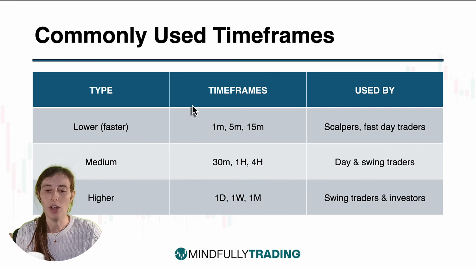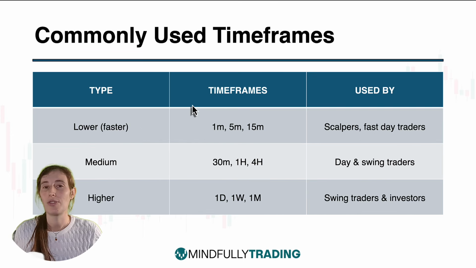So we have the lower, also referred to as the faster time frame, which usually are 1 minute, 5 minutes, and 15 minutes. You can customize this. So if you really want to use a 2-minute time frame, you can usually do this, but they are the most common types of faster time frames. And they are usually used by scalpers and fast day traders, traders who want to get in and out very quickly, because they're usually only looking to hold for a minute or 5 minutes or 15 minutes. So that will be why they are the time frames that they use.